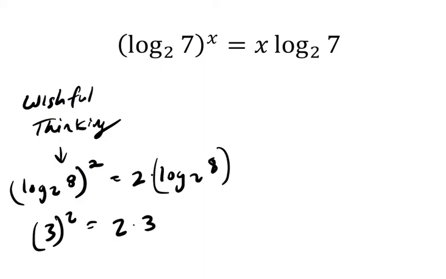And squared, that should equal 2 times the log base 2 of 8, which is 3. And you can see that it doesn't. On this side, this is 9. 3 times 3 is 9. 2 times 3 is 6. So this doesn't seem like a reasonable thing. It doesn't seem to be true.